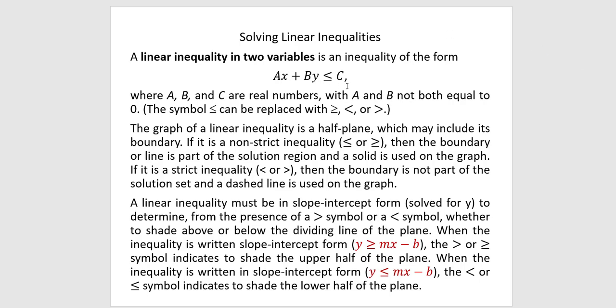A linear inequality is a line that uses one of four different inequality signs to replace the equal signs. In this example, the standard form of a line has a less than or equal to sign replacing the equal sign. The other three options are the greater than or equal to sign, the less than sign, or the greater than sign.